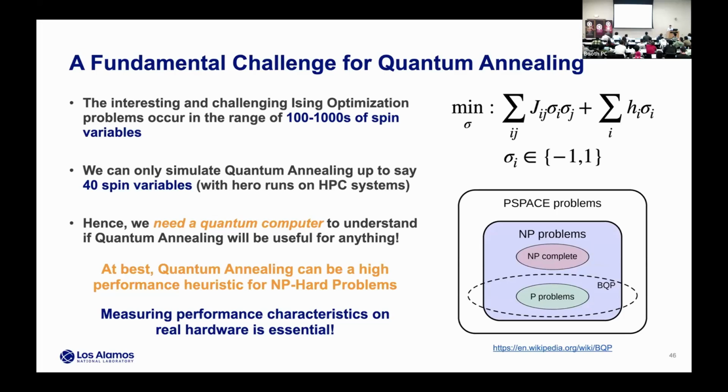But it is important to remember that quantum annealing is not going to magically solve NP-hard problems. That does not match our understanding of the complexity classes of quantum computers, which is shown here. And so our best hope for quantum annealing, and actually all quantum optimization algorithms, is that they could be good heuristics for NP-hard problems. So they don't guarantee ground states, they don't guarantee high quality, but maybe they are good in practice. And consequently, measuring the performance on real hardware is a really important point.